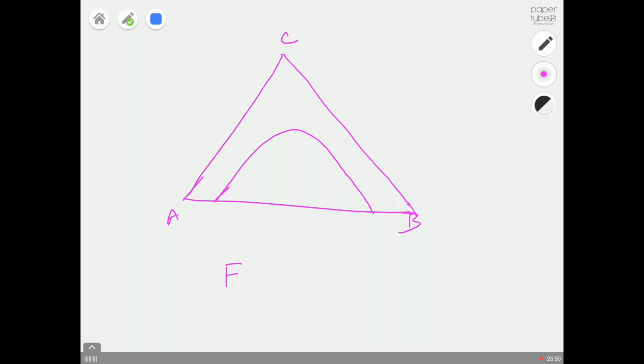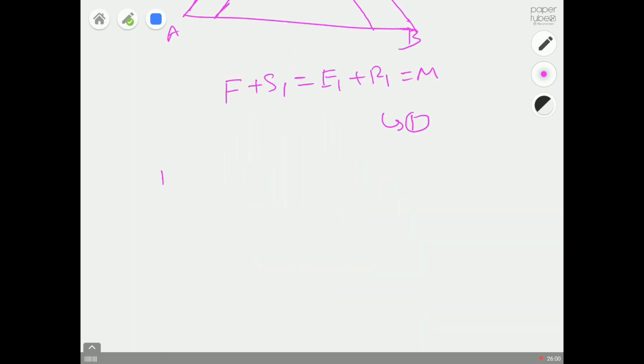So F plus S1 is equal to E1 plus R1 equal to M. That's our equation 1. And then F x_F plus S1 y_S is equal to E1 y1 plus R1 x1, equal to M x_M1. That's our equation 2.